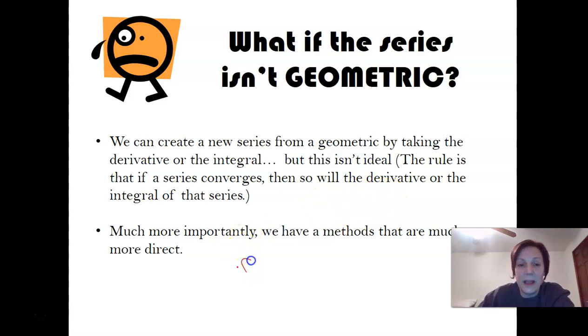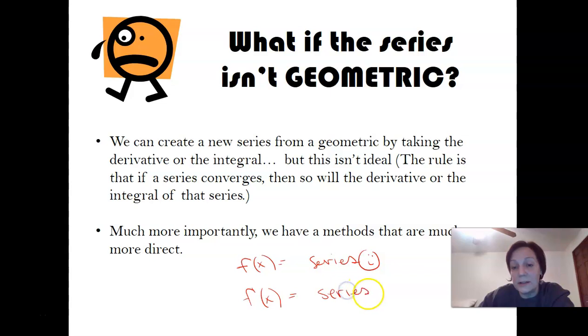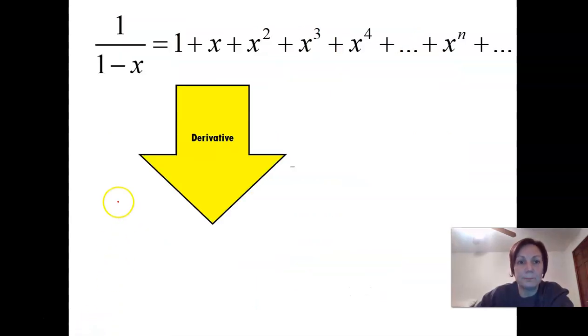So in other words, if I have a series for f of x, I'm going to name it series smiley face. If I take the derivative of f of x, I get a new series. I'm going to call it series smiley face prime. If this guy converges, this guy converges. If this guy diverges, this guy diverges. So again, it's not really ideal as far as finding a series, but AP brings it up, and I'll show you exactly what I mean here in a minute.